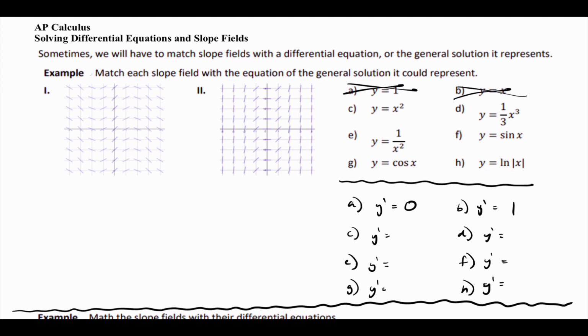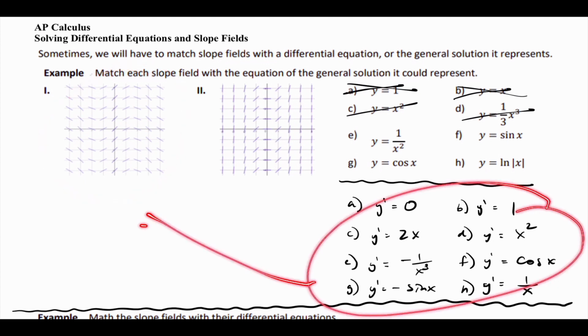What's the slope of X squared? 2X, right? The derivative of 1/3 X cubed is X squared. The slope of F is cosine, negative sine, and then the slope, I believe it's -1 over X cubed or something like that. So I'm looking for which of these guys looks like that.